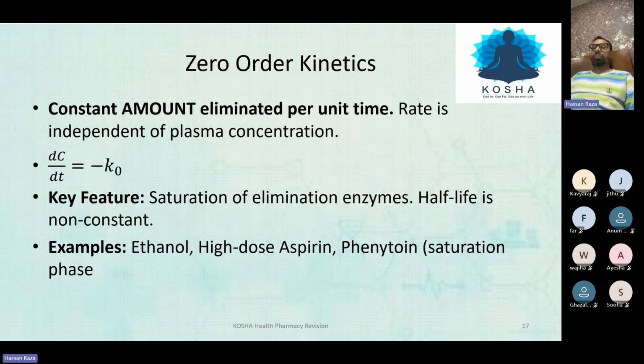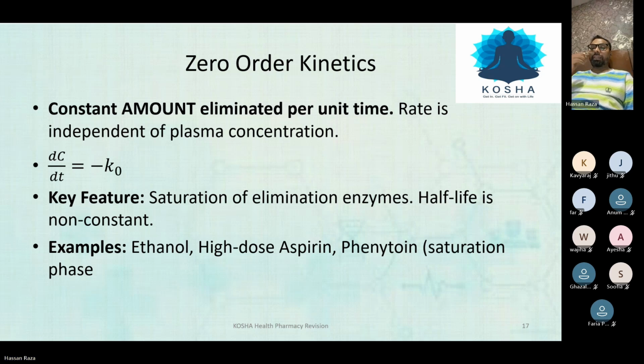So first of all, we need to understand that absorption, metabolism, and elimination, all these parameters can be zero order, and they can be first order. Even they can be second order as well. I will explain later in this slide why they are zero or first order. But we are more interested in elimination.